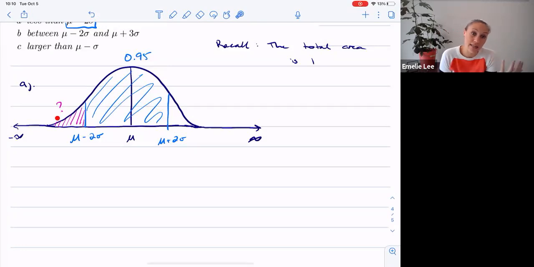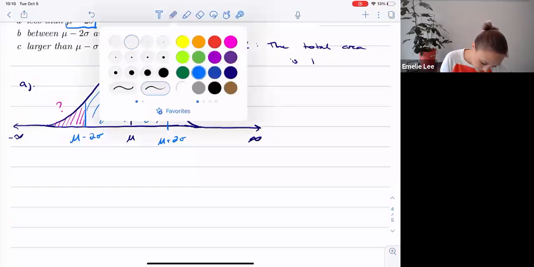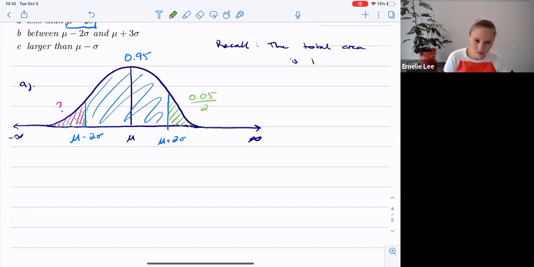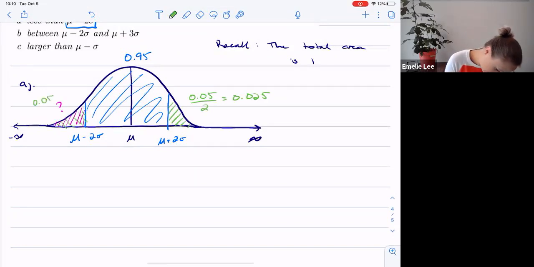Okay, which means that the area in this tail on the right side has to be the same size as the area in the tail that's the one that I'm interested in, right? And so I've got 0.05 left over, but I have to split that evenly amongst the tails. So here, this area and this area, this is 0.05 divided by 2, which is 0.025. Okay. And then this area is also 0.05 divided by 2, which is 0.025.